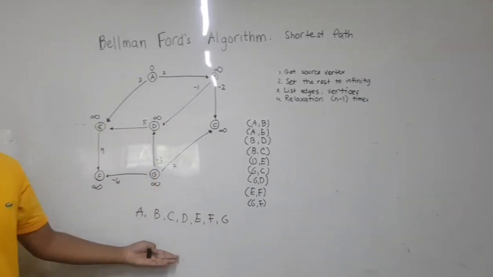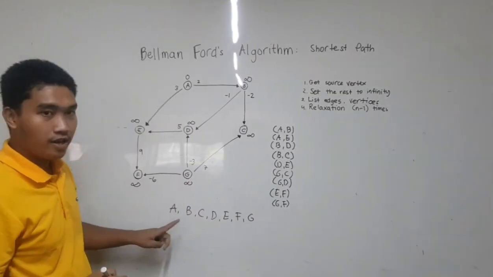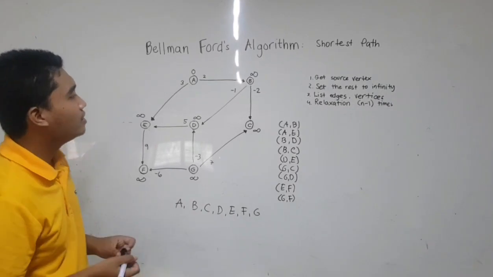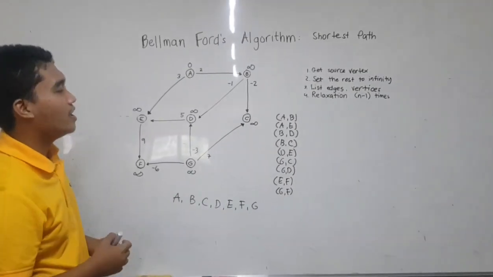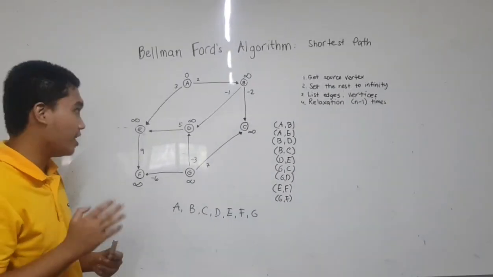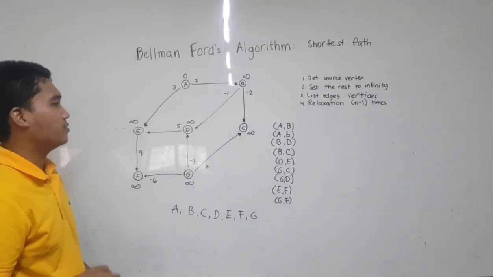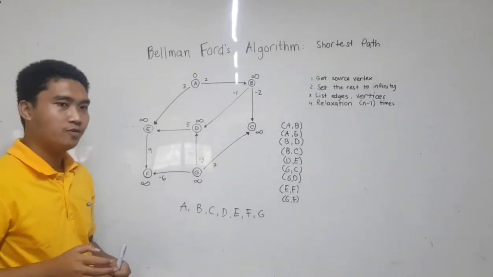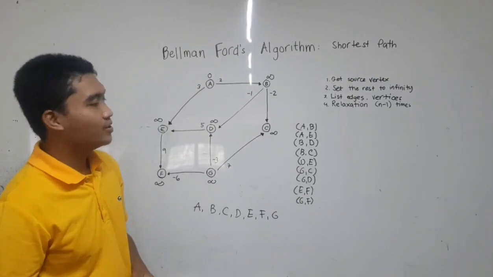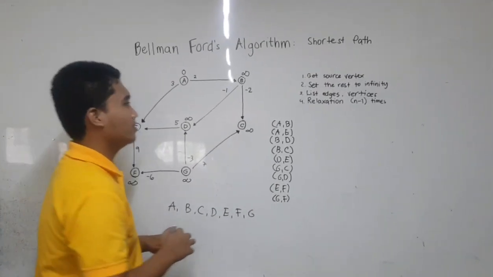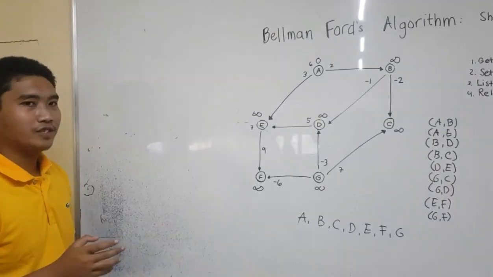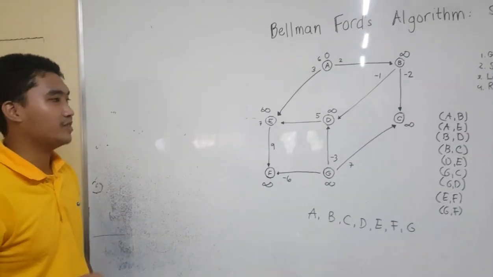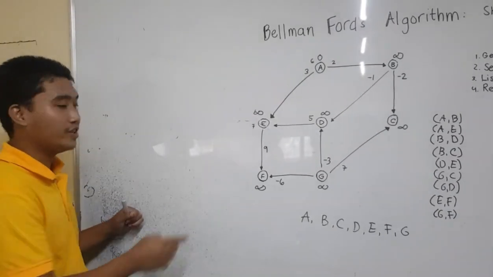And also the vertices: we have 7 vertices, A, B, C, D, E, F, G. Now let us move on to the last step, which is relaxation n minus 1 times. You may wonder, what does relaxation mean? Let me show you a little demonstration. Relaxation is simply the process of finding the distance of a vertex. For example, we have the vertex E.